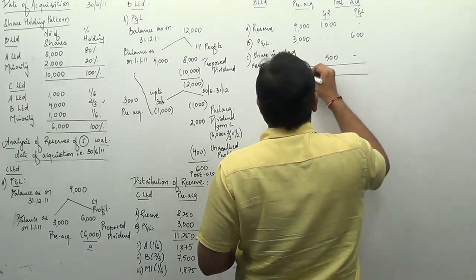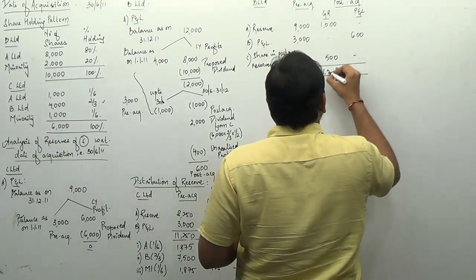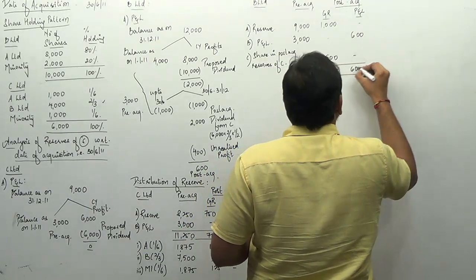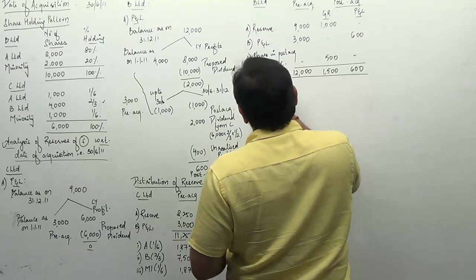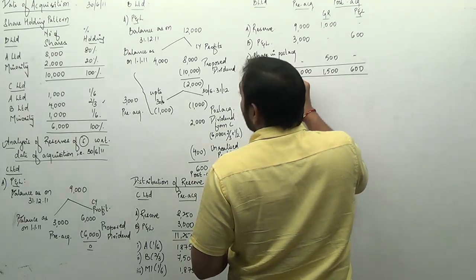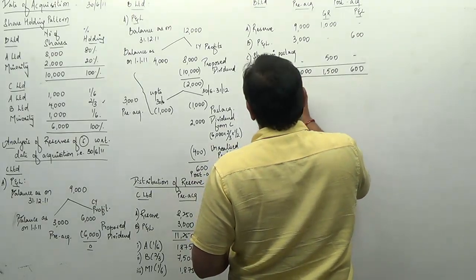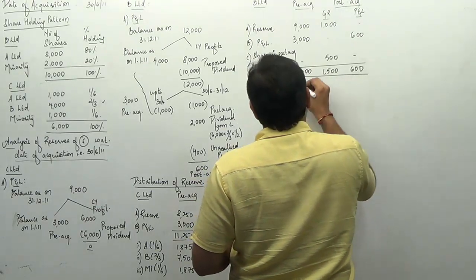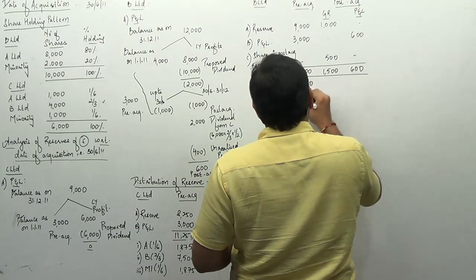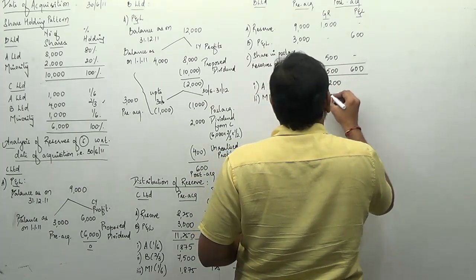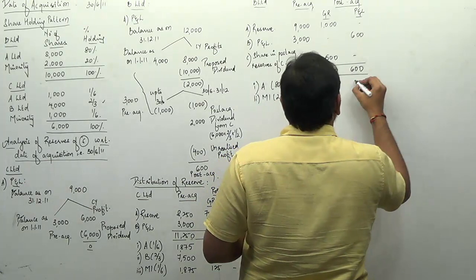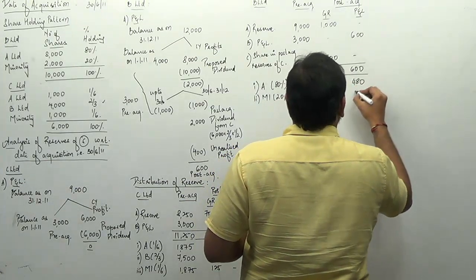This is 12,000, 1,500, 600. Distributed to A and minority, 80-20. 9600, 2400, 1200, 300. This is 480, 120.